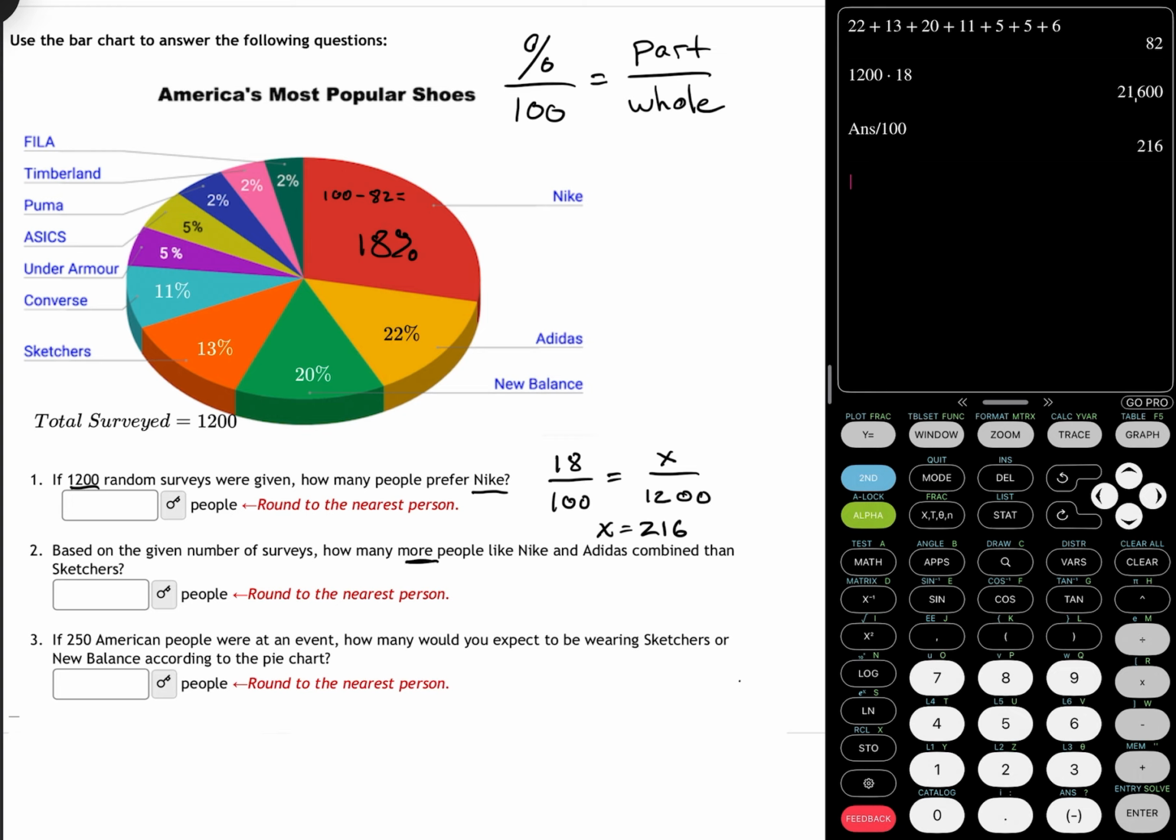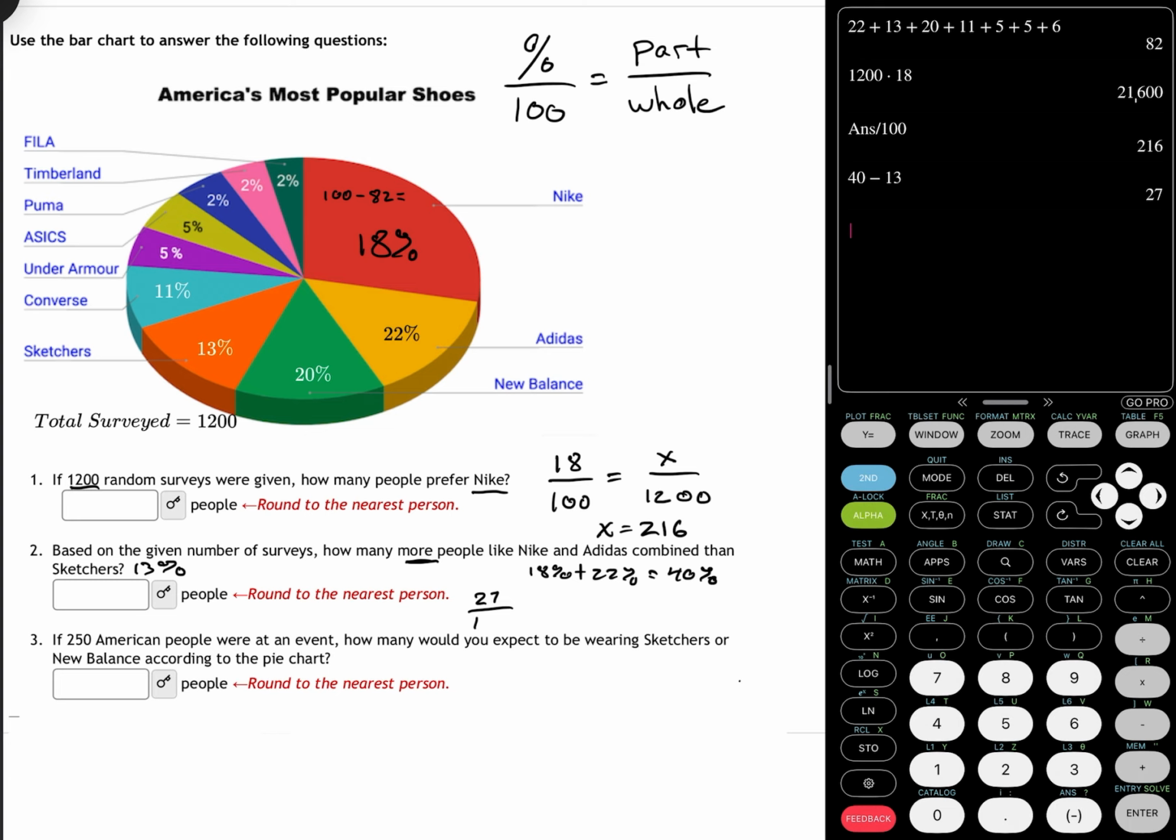Okay, number two, based on the given number of surveys, how many more people like Nike and Adidas combined than Skechers? Okay, so now you have to look at this. Two ways to do it. You could either talk about the people or the percents. So when I look at Nike and Adidas combined, that is 18% plus 22%, which would be a total of 40%. And then Skechers, as is labeled over there in orange, that's 13%. So you can just do your subtraction right there. 40% minus 13 is going to get you your 27. So that means that 27% more like Nike and Adidas compared to Skechers.